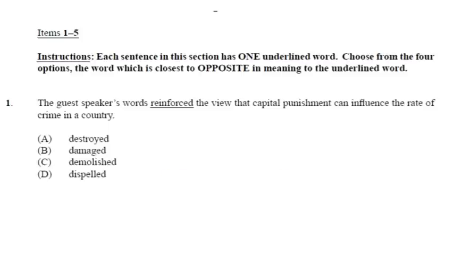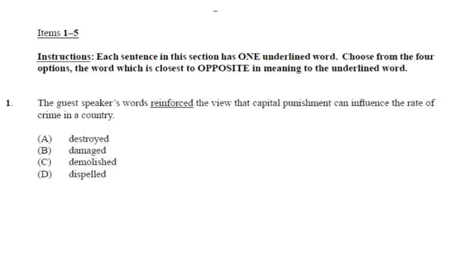Items 1 to 5. Instructions. Each sentence in this section has one underlined word. Choose from the 4 options the word which is closest to opposite in meaning to the underlined word. It is very important that we look closely at the instructions. We are looking for words that are closest to opposite. Let's get right into answering.